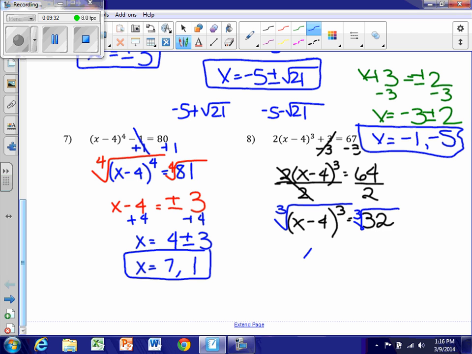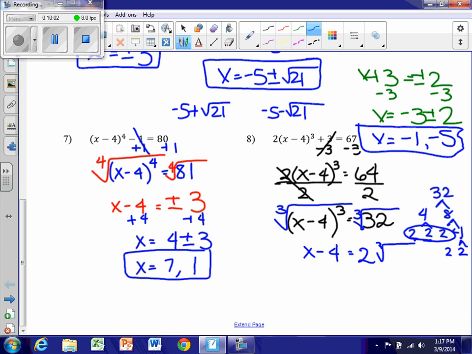Now remember, the cube root means when you're going to break it down, you're looking for 3 of a kind. So off to the side, I'm going to do 4 and 8. 4 is 2 and 2. 8 is 2 and 4. And the other 4 is another 2 and 2. So I do have 3 of a kind, and that comes out, but I still have something left over, so I have to make my cube root again. 2 times 2 goes back together.